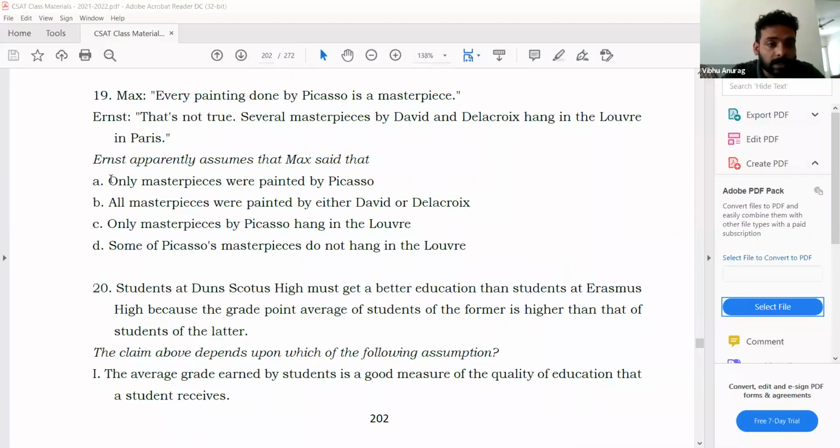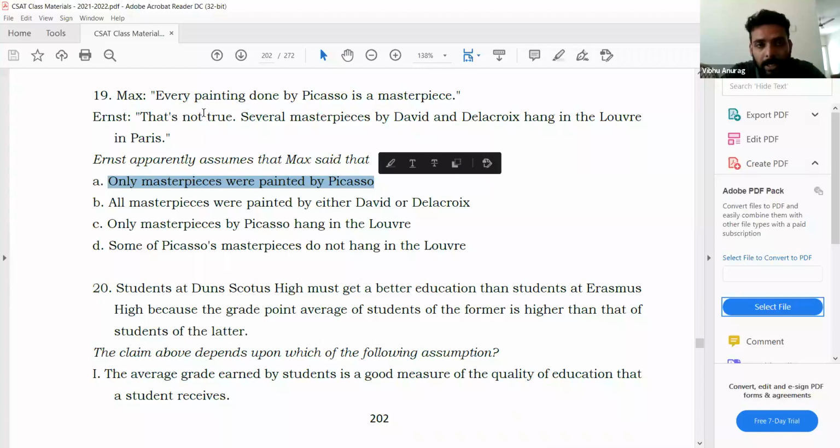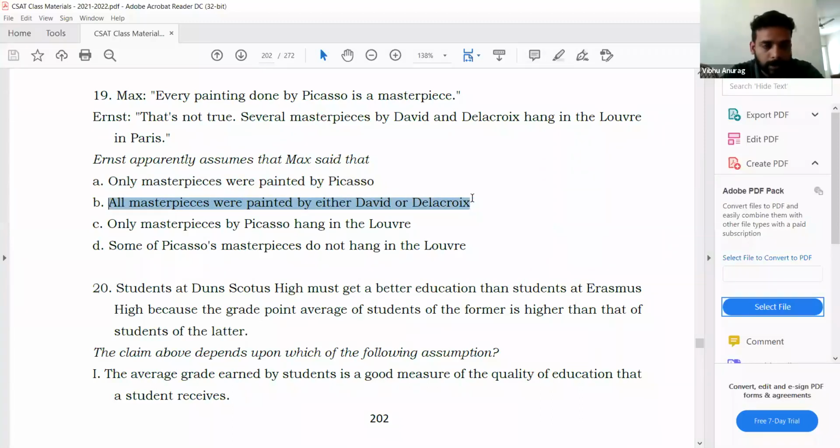If he heard only masterpieces were painted by Picasso and he replies that's not true, then what will he say? He will say many of Picasso's paintings were not masterpieces. What is the meaning of only masterpieces were painted by Picasso? It means every painting done by Picasso was a masterpiece. So if he replies that's not true, then he will say some of his paintings are not masterpieces. Similarly, second one, all masterpieces were painted by either David or Delacroix. If he says that's not true, then he will say other people also made masterpieces. So it's not correct. C is the only one that's correct.